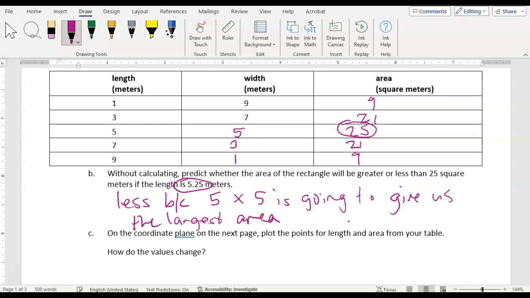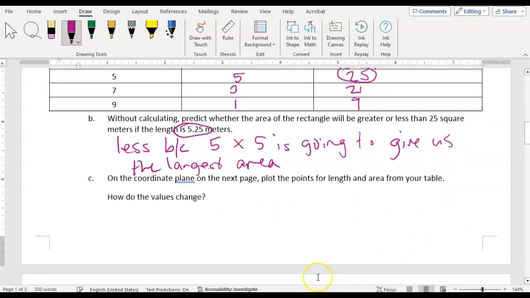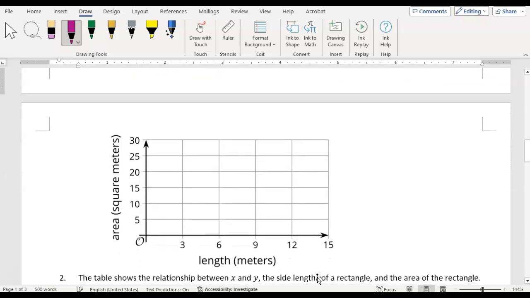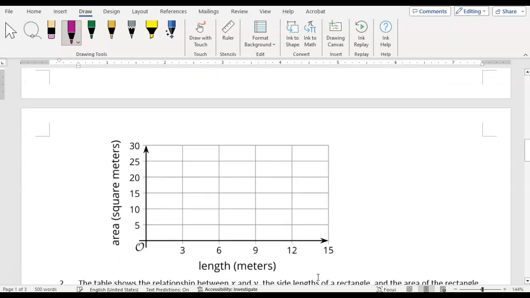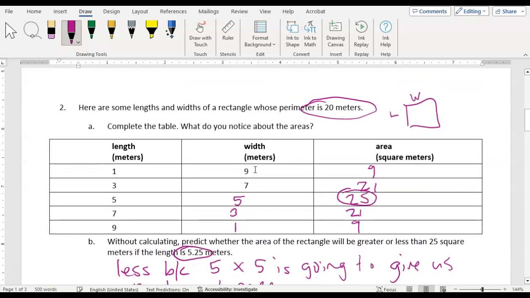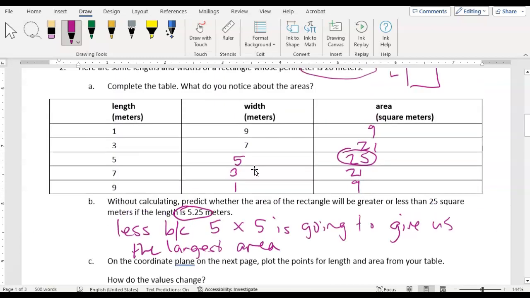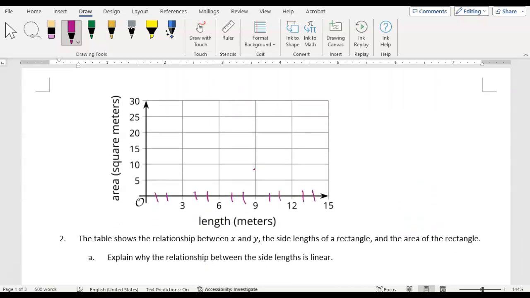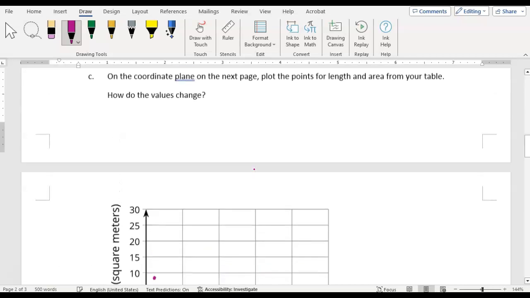All right. On the coordinate plane on the next page, plot the points for the length and area from your table. How did the values change? All right, so 5, this is 1, 2, 3, 4, 5, 6, 7, 8. I'm just going to create little hash marks here to help me keep track of where those all are. So we looked at when it's 1 meter in length, it's 9 meters wide, and our area is 9. So 1 meter length, we have 9 square meters.